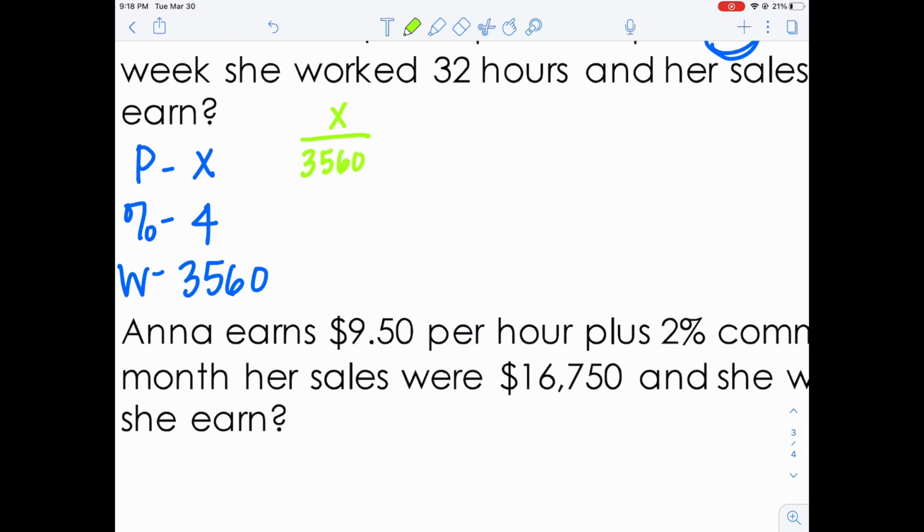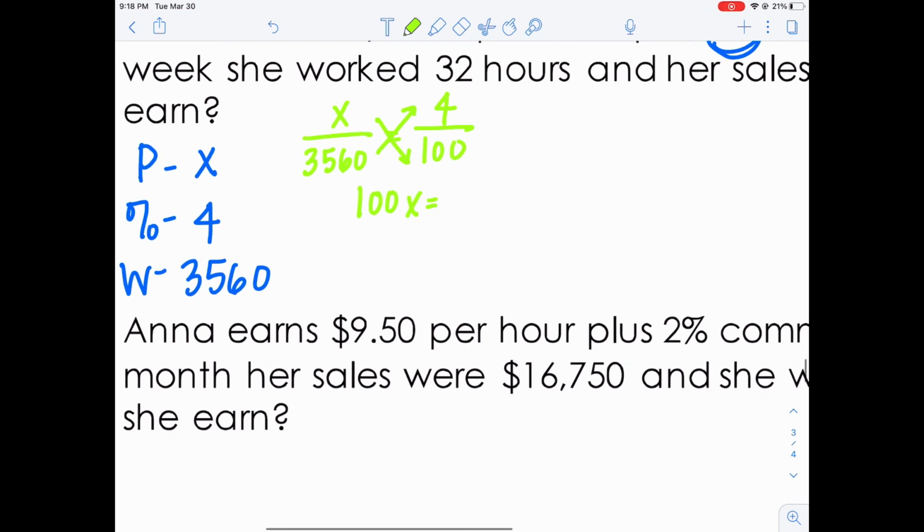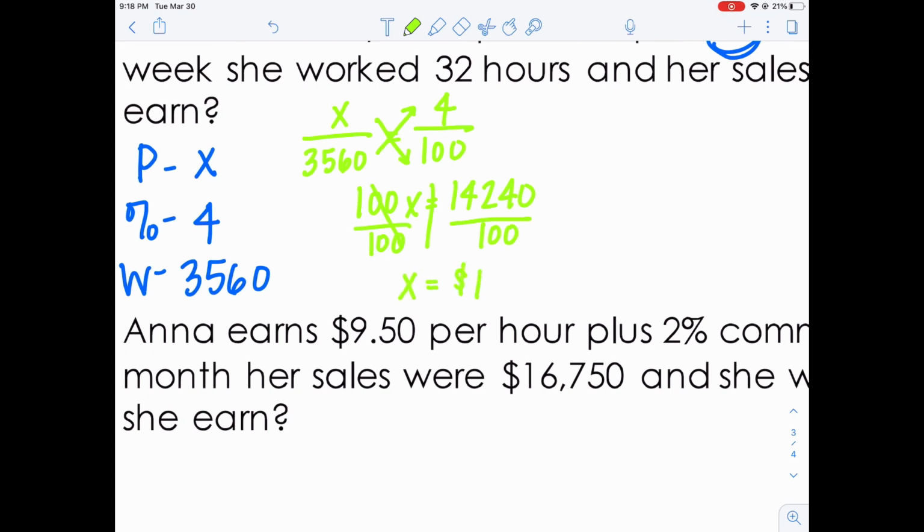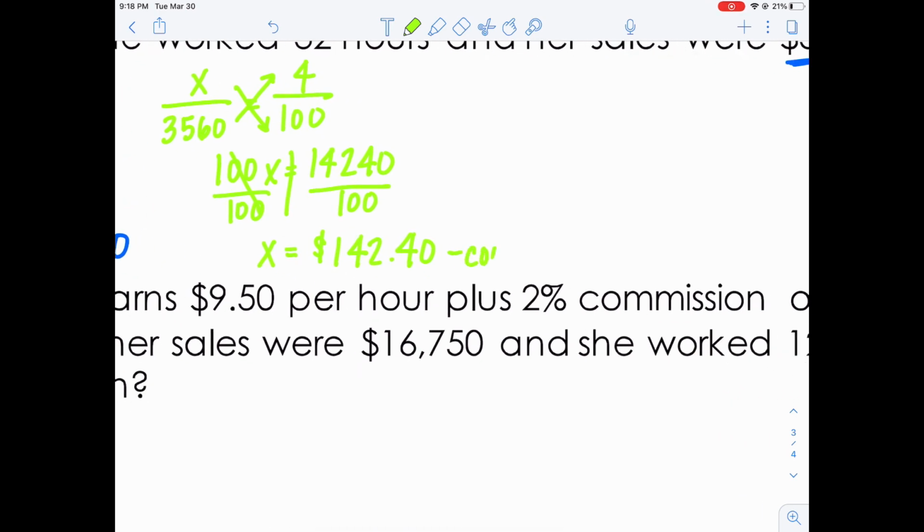So X over 3,560 equals 4 over 100. Cross multiplying, 100 times X is 100X. 3,560 times 4 is 14,240. To finish solving, we're going to divide both sides by 100, and I get that X equals 142 and 4/10, but remember this is money, so don't forget your zero afterwards. Now this is how much money she makes for commission.